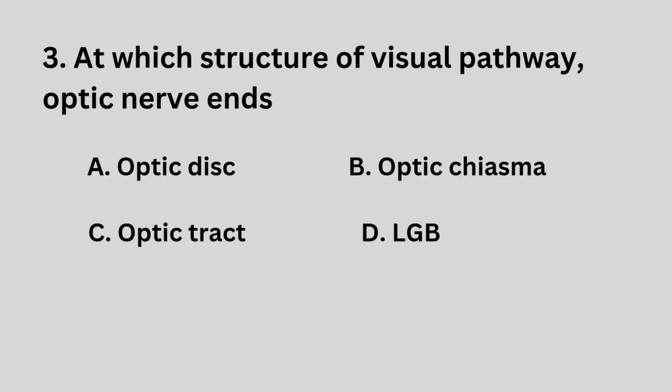Third question. At which structure of visual pathway optic nerve ends? Option A optic disc, option B optic chiasma, option C optic tract, and option D LGB. The correct answer is option B optic chiasma.